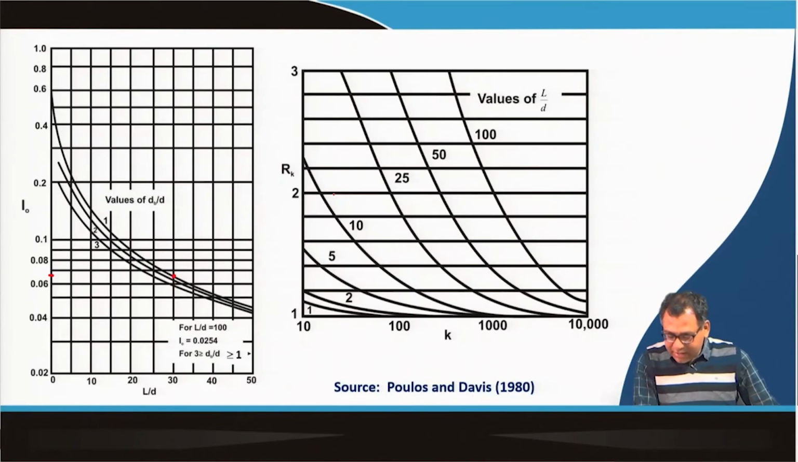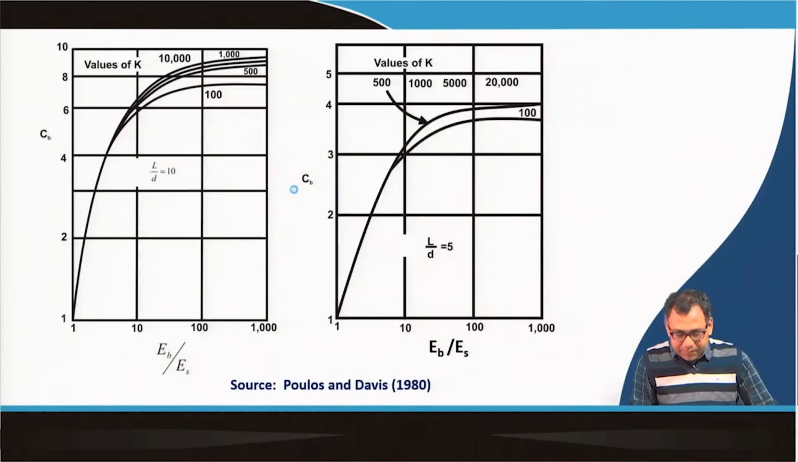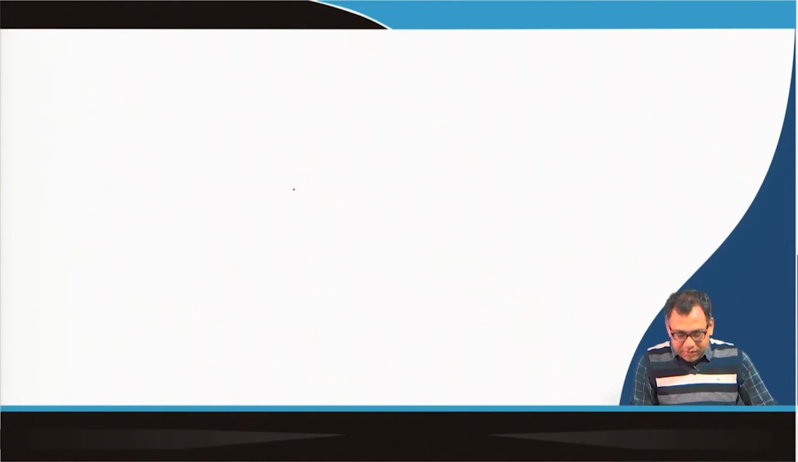But there is an R_k, and the K value is 286, and L by D is equal to 30. So, 286 and the 30 curve. So, for 286, this value will be around 1.6, because this is 1.2, 1.4, 1.6, 1.8. So, we have determined these values, and we will put these values here.